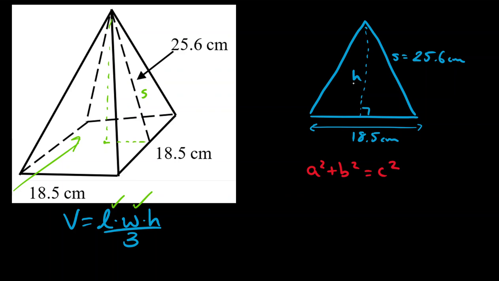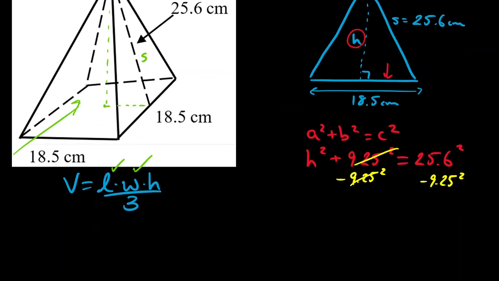Now, H looks like our A, so H squared. B is whatever this leg is, and that's half of 18.5, so 9.25 squared. And it equals C squared, which is 25.6 all squared. If I want to get H, which is the height out of this, I'm going to subtract 9.25 squared from both sides.